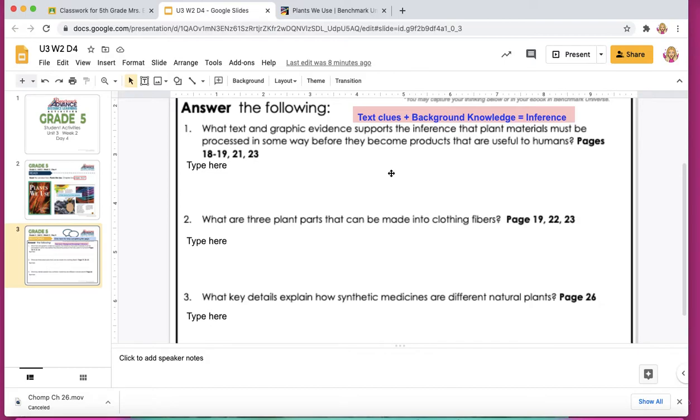an inference. And when it's talking about processing plants in some way, it means that you don't just pick a plant out of the ground and say, well, now this is food or this is clothes or this is whatever. You have to process it. You might have to clean it. You might have to add it with other materials. You might have to take certain parts of it off and combine them with other parts. So processing is where you take the plants and make them into something useful.